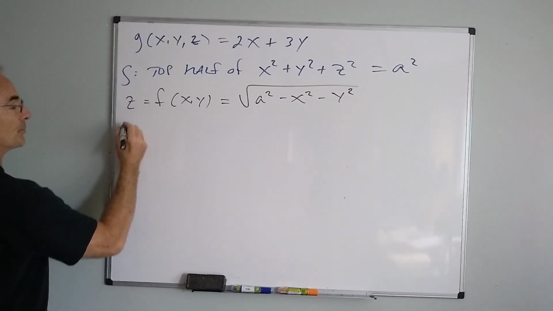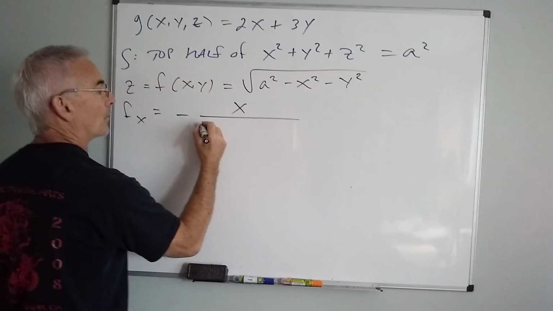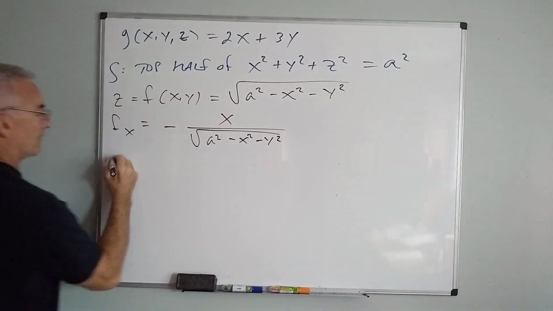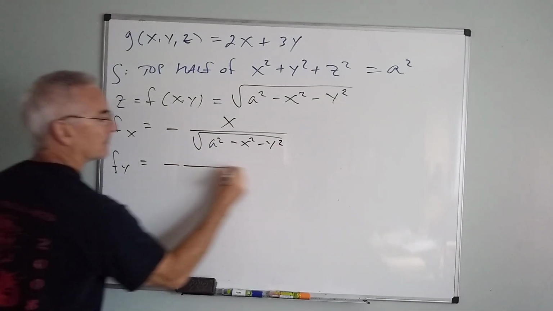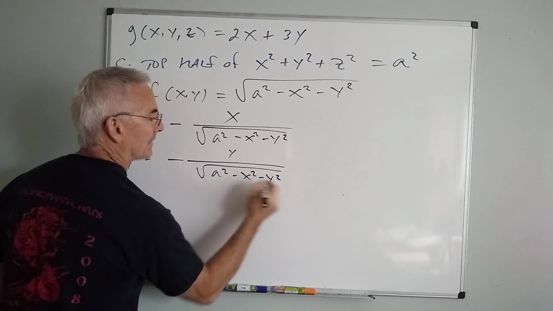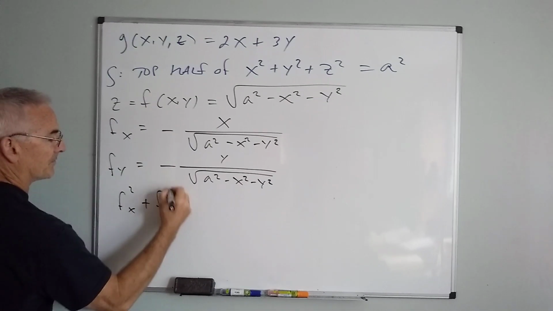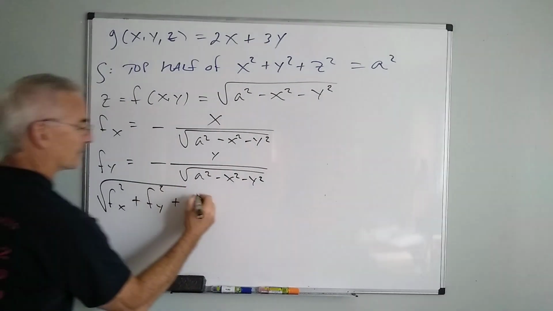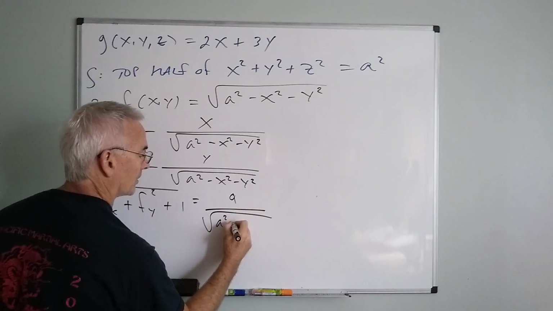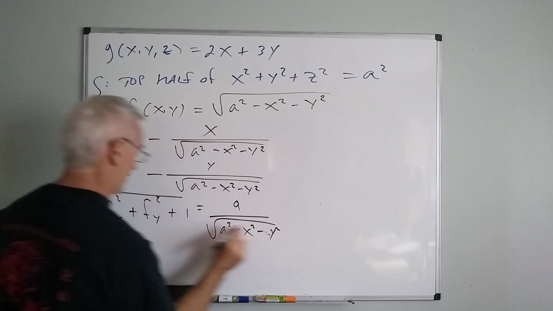Now we'll find the partial derivatives, f_x, which we've done before. We know that will look like this. f_y, and then finally the surface area parameter, which is the sum of the squares plus 1 under the square root, and that will end up being just a over the square root of a squared minus x squared minus y squared. Okay?